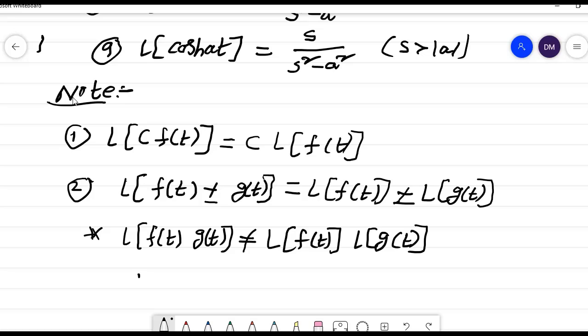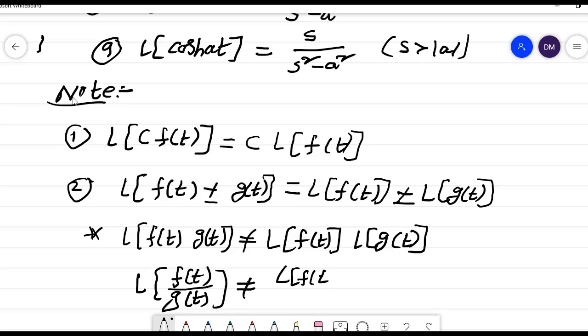And one more point is if two functions are in division form, that also cannot be split into L of f of t by L of g of t. So these are the important points we have to remember.